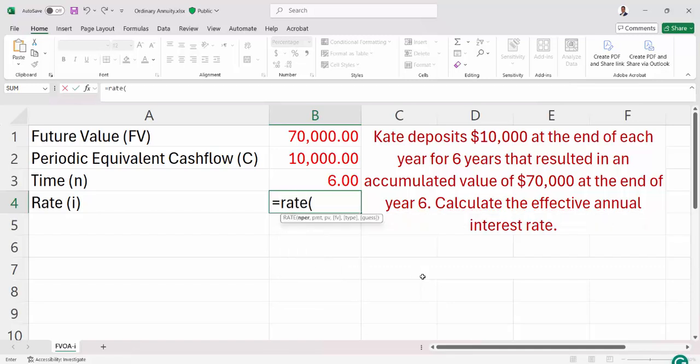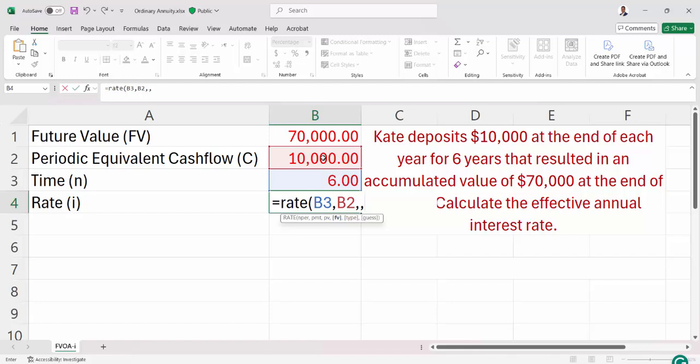So we write equal rate, open bracket, then follow what's mentioned in our function. Number of periods, 6, comma. Our payment is $10,000, comma. Present value, we don't have present value in this example, so I will press another comma in order to escape this part.